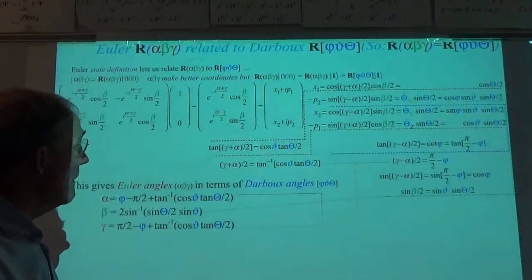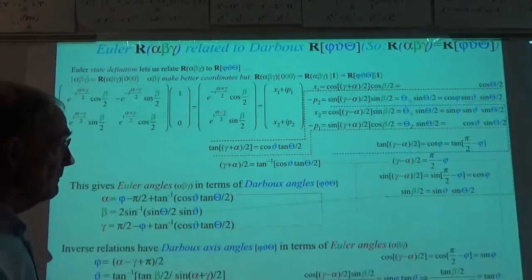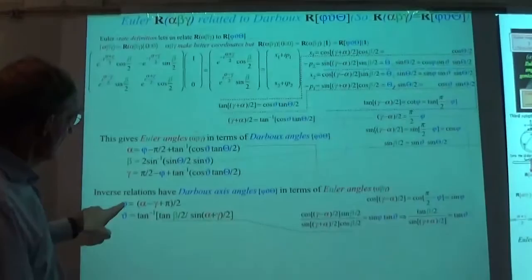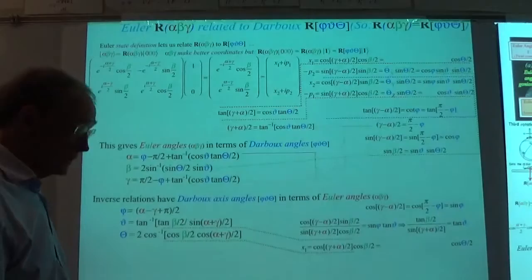Okay, but we want to go the other way too. Inverse relations, getting the Darboux angles in terms of Euler, is not immediately seen from that, but you can pull the two of them out and do a little manipulation like that, and pretty soon you'll have two of them. The actual rotation angle is perhaps the most complicated one, but you might expect that because it's based on all the others. Okay? So there you have it.